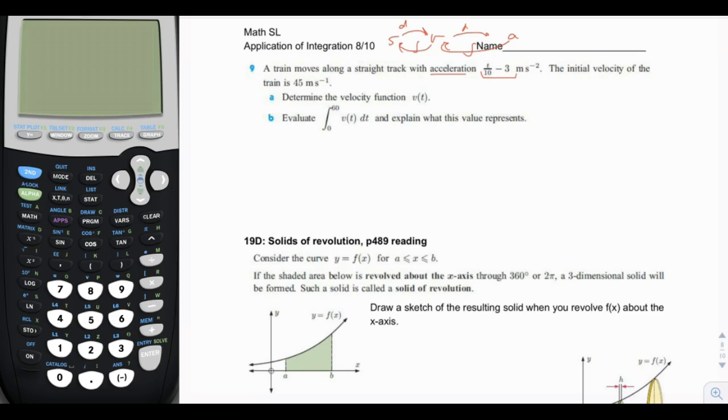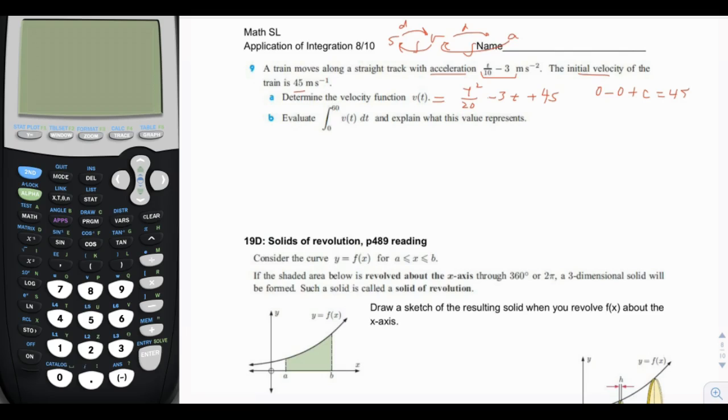So the integral of t over 10 is t squared over 20, and the integral of negative 3 is negative 3t. And then they do give us a point. Remember, it's plus c. They do give us a point here, which is that the initial velocity, which is t equals 0, is v equals 45. So we're going to put 0 minus 0 plus c equals 45. So we have immediately discovered that c is 45. Okay. So that's the velocity function.